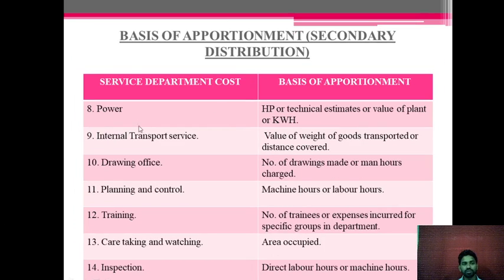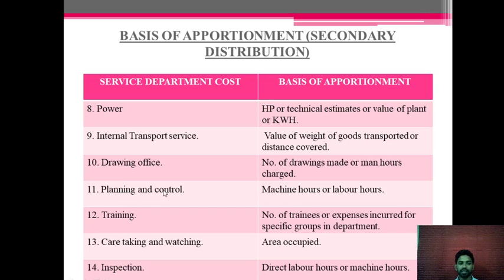Next, power. This cost is apportioned on the basis of HP, technical estimate, value of plant, or kilowatt. Next, internal transport service, on the basis of value or weight of goods transported or distance covered. Next, the drawing office, on the number of drawings made or man hours charged.